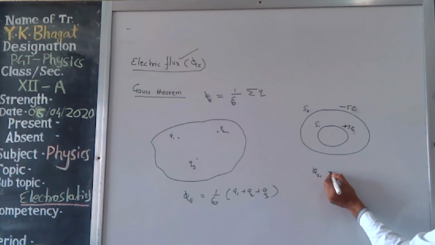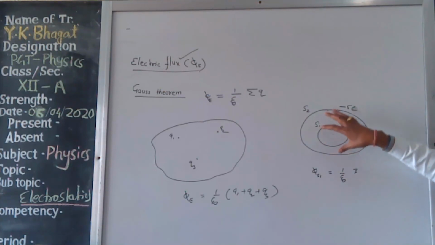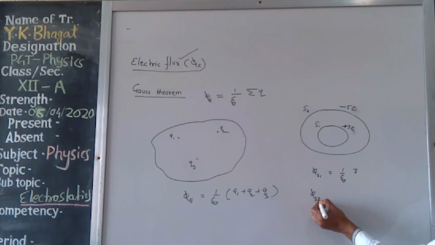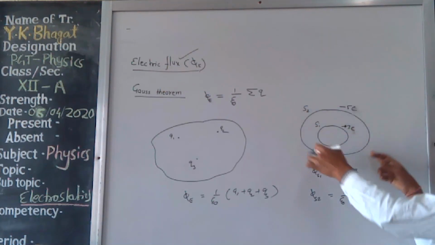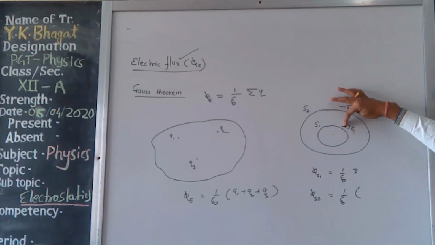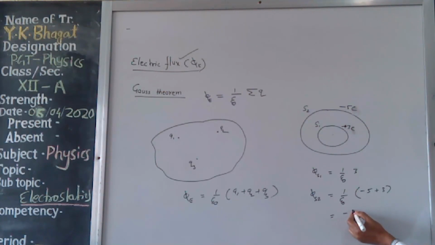Then phi S1 will be 1 upon epsilon naught times 3, because S1 includes only 3 coulomb charge. But in the case of S2, it is 1 upon epsilon naught, since this sphere contains charge minus 5 coulomb as well as plus 3 coulomb. That means minus 5 plus 3, it will be minus 2 upon epsilon naught. That is the electric flux coming out from surface S2. Okay. Any other example?